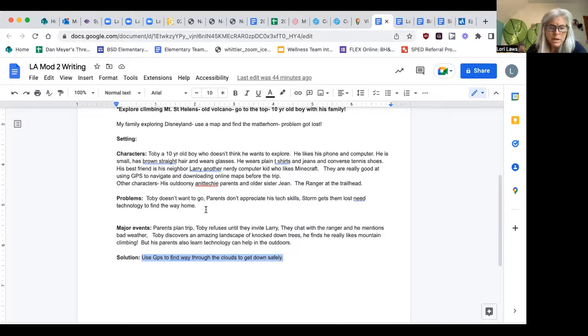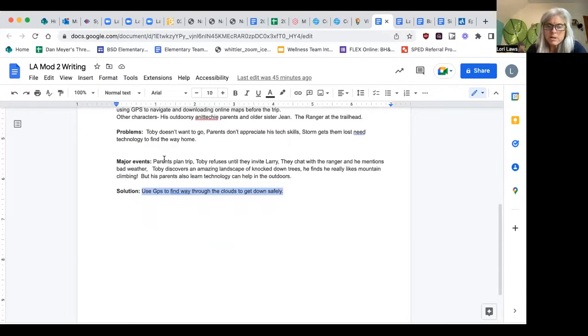Problems. Toby doesn't want to go. His parents don't appreciate his tech skills and want to get him outside. The storm comes and they get lost and they need technology to find their way home. And then here are my major events. The parents are planning a trip. Toby refuses until they invite Larry. They chat with the ranger. He mentions bad weather coming in, so that builds the tension.